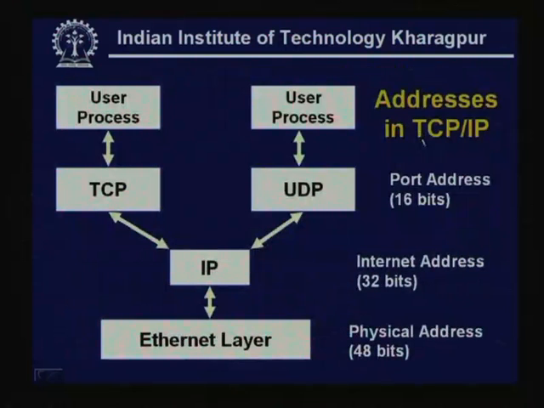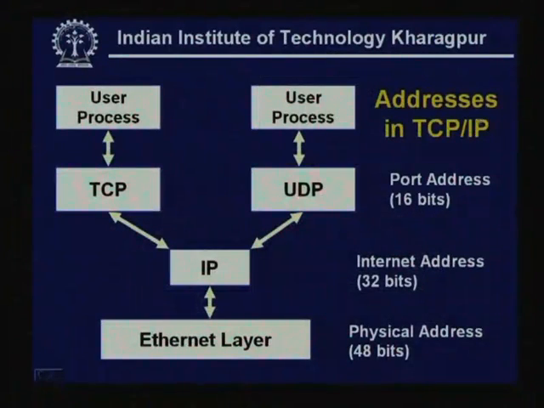First, let us focus on addressing. In TCP/IP, you will encounter 3 different types of addresses. As you know, if you want to send a letter, you have to write the address of the destination, and then put the letter in the letter box. Similarly, if you want to send any information, you have to know the address of the destination where you want to deliver. And in TCP/IP, you will encounter 3 different types of addresses.